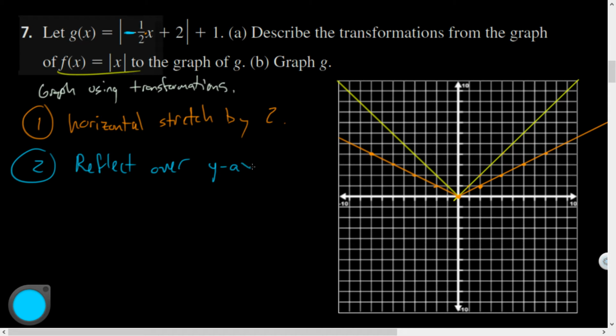But guys, check this out. If I reflect this point over the y-axis, where does it go? It lands over here. If I reflect this point over the y-axis, it's over here. If I reflect this one, it lands over there. It just got mirrored onto itself.